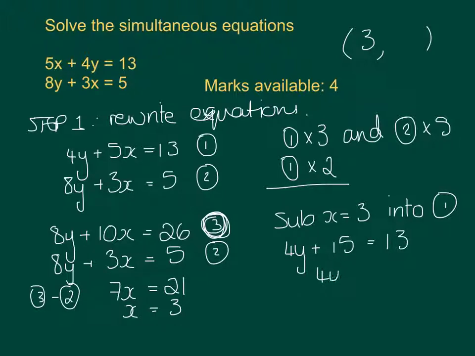So 4y is minus 2. I've taken 15 off both sides. So y is minus 2 over 4. Don't forget that over 4 means divide. And that's a fraction, so I can cancel that down. That's minus a half. So the y value of this coordinate we've been trying to find is minus a half.